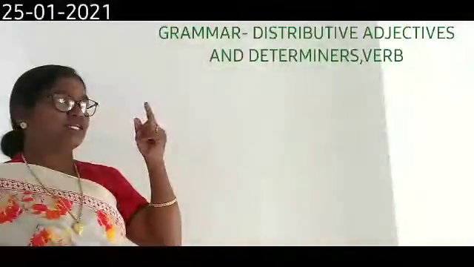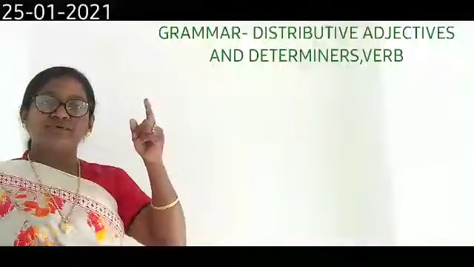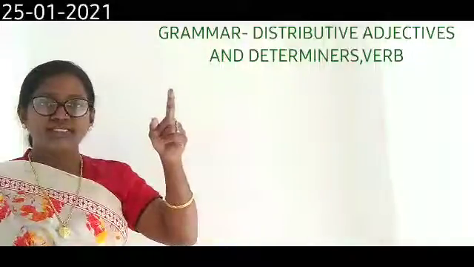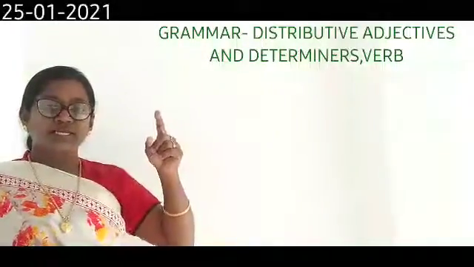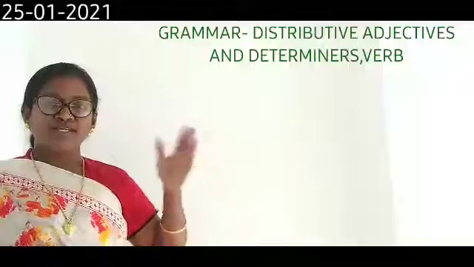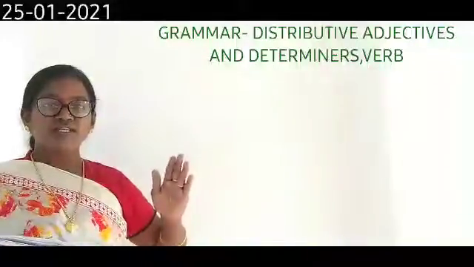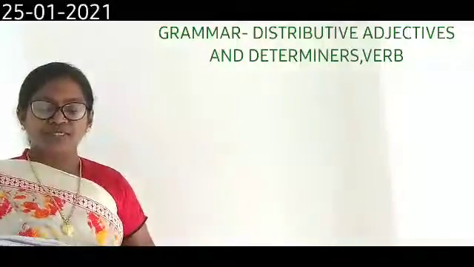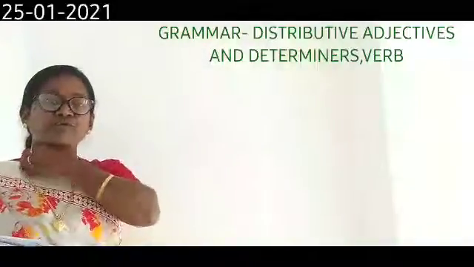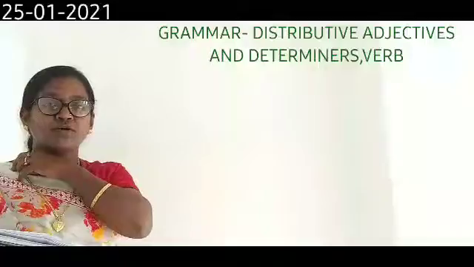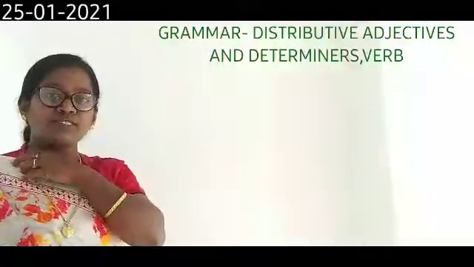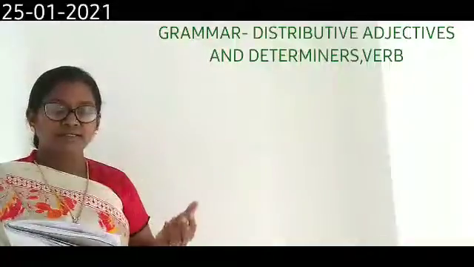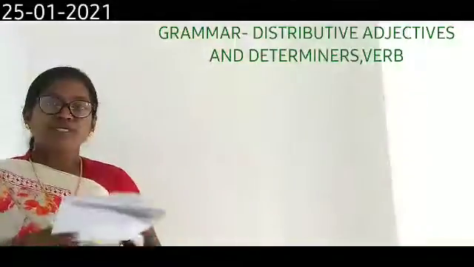First we have studied qualitative, next quantitative, then demonstrative. This, that, these, those are demonstrative adjectives. Some also will come: few, some, many. These are all demonstrative ones. Possessive means my, our, his, her, their, etc.